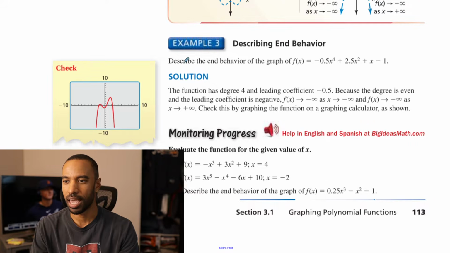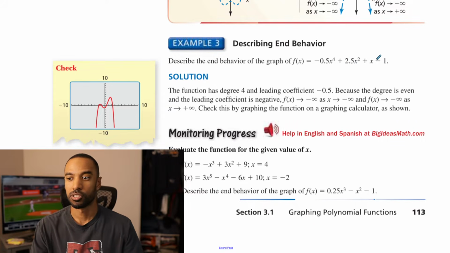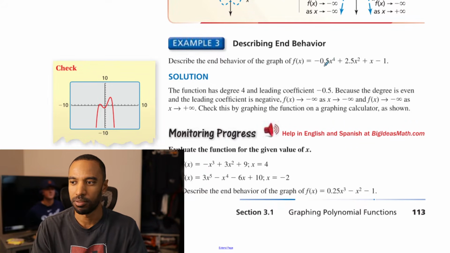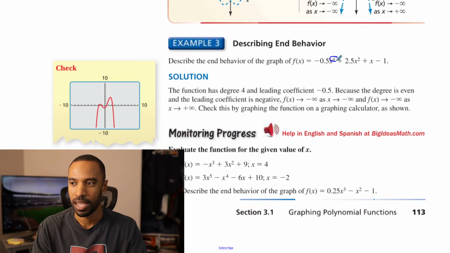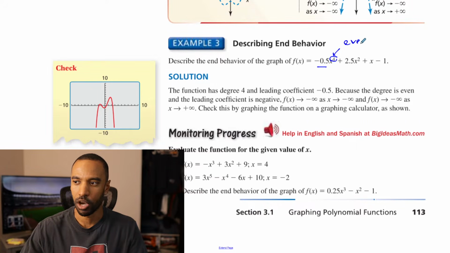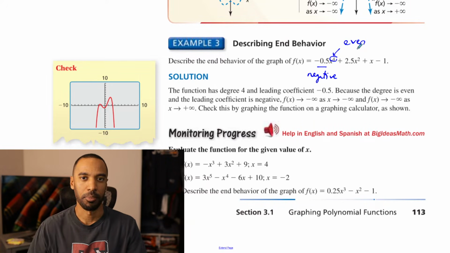All right, let's take a look at an example. Describe the end behavior of the graph of f of x equals this polynomial here. First, let's identify the fact this polynomial is in standard form. I'm going to assume they're going to be writing in standard form for us. If not, we have to rewrite in standard form. Why is standard form important? Because of the degree and the leading coefficient. The degree matters based on the fact that it is even, and the leading coefficient matters because of the fact that it is negative.